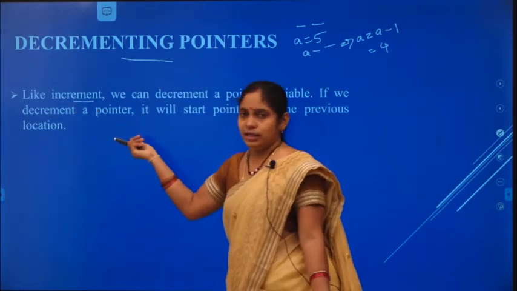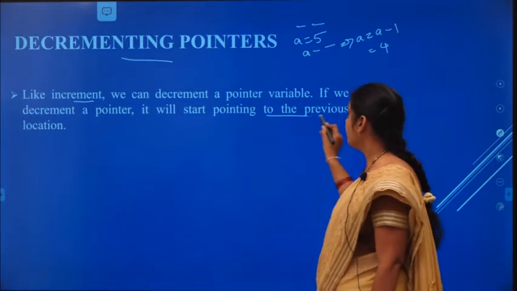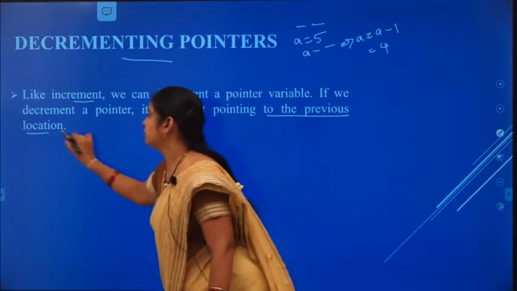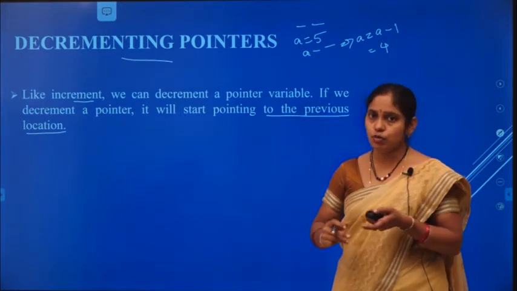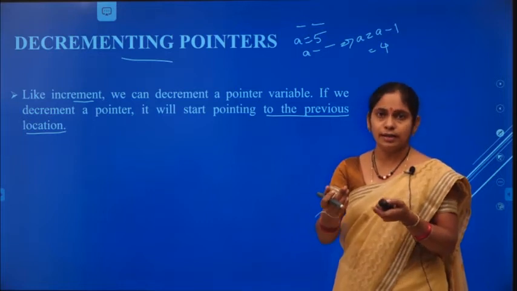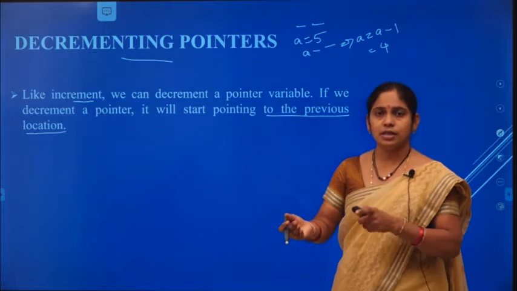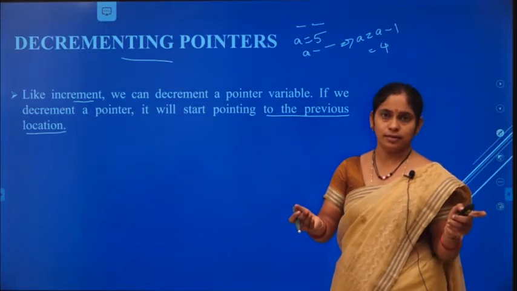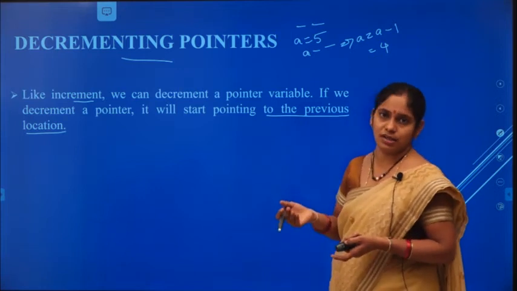So, like increment, here we have a decrement operation. It will point to the previous location. In the increment operator, it moves to the next location. We are just incrementing, right? Incrementing means it moves to the next. Decrement means it moves back. Clear? It simply moves to the immediate previous location.